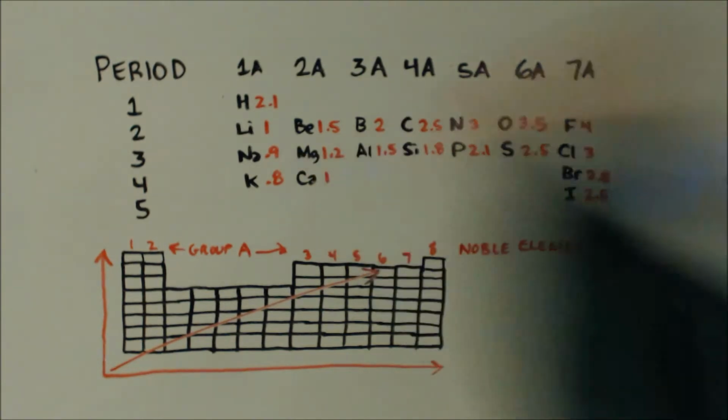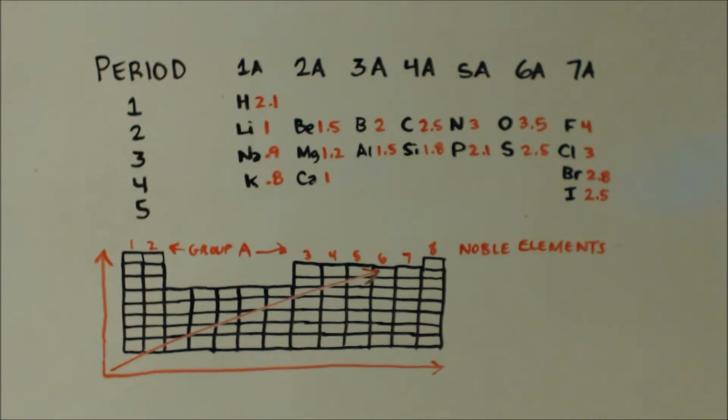Chlorine has 3 and sodium has 0.9. So that's a difference of 2.1. It has a Pauling number of 2.1, or electronegativity number of 2.1. So what does that tell you?